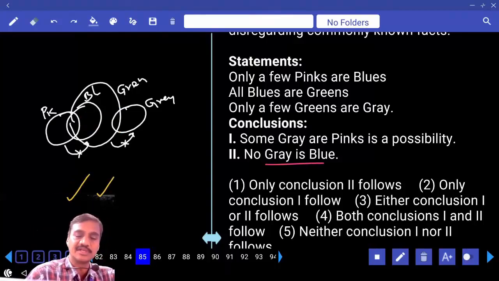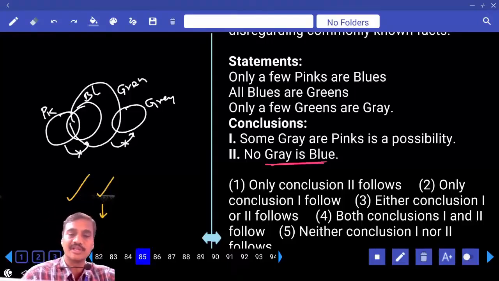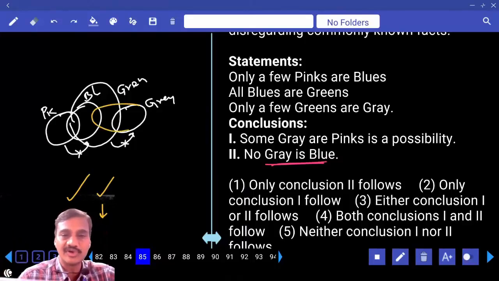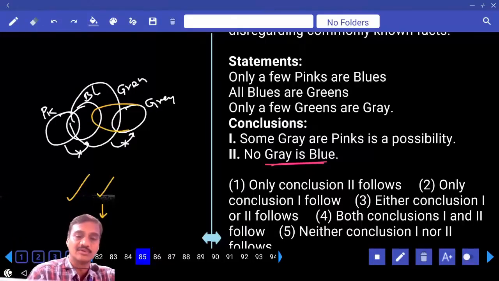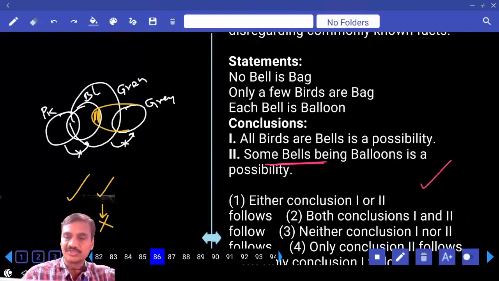And the second conclusion, being a negative conclusion, has become true, so what should we do? Make it false. How do we draw it? Some grey are blue, hence grey and blue must be intersected, blue is here. If you draw blue like this, no grey is blue becomes false, because I have proven a case where some greys are blues is true. Hence what is your answer? Only one follows, that is choice 2, question number 85. Clear now? Then 86 onwards.